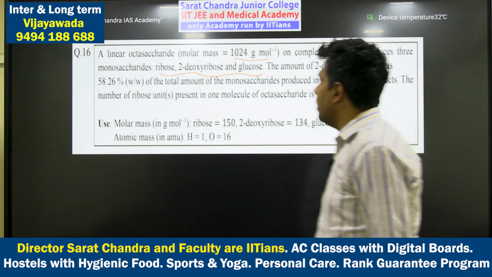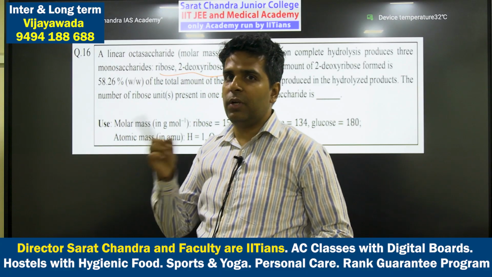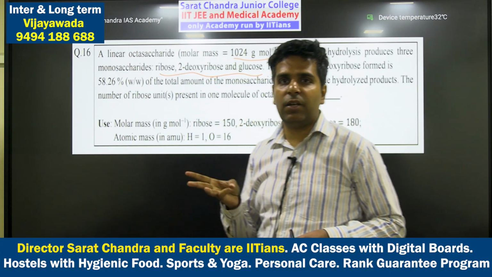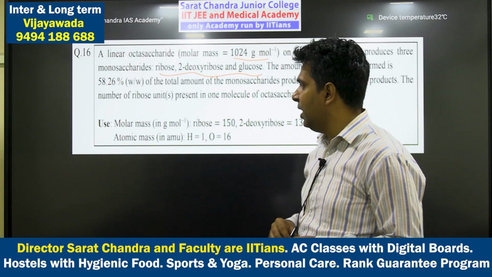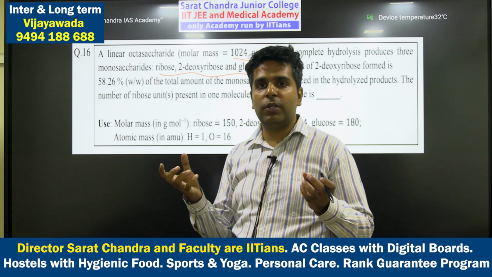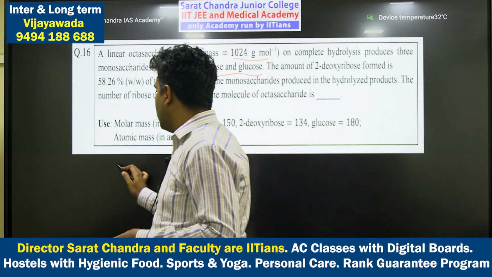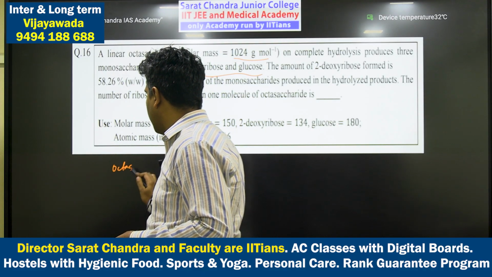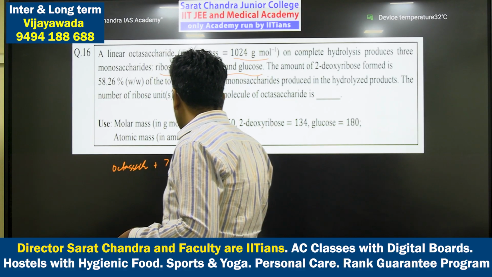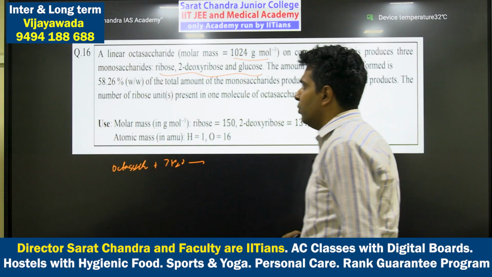So there is an octasaccharide that is undergoing hydrolysis. When a disaccharide undergoes hydrolysis, 1 mole of H2O will be required. For a trisaccharide, 2 moles of H2O will be added. In trisaccharides, 3 molecules are joined together, so 2 bonds will be hydrolyzed and 2 moles of H2O will be added. So for an octasaccharide, 7 moles of H2O will be added, and these are the 3 types of monosaccharides formed.